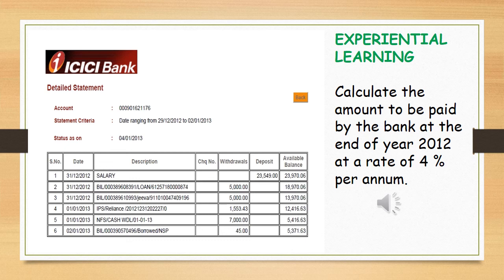So we have to calculate the amount to be paid by the bank at the end of 2012. We can see from the second column that on 31st December 2012 there were 3 transactions. His salary was deposited and he paid 2 bills, second and third transaction. So that was withdrawn. So after calculation, the available balance was 13,000 something. We have to calculate the interest on that amount at the rate of 4% per annum.